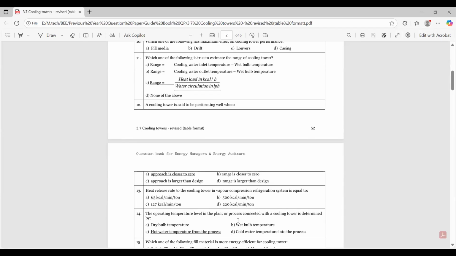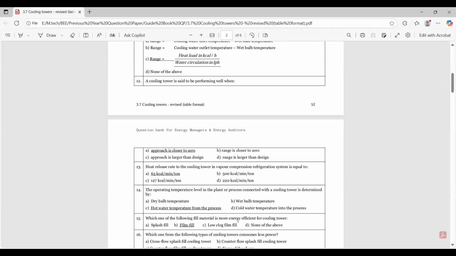The operating temperature level in the plant or process connected with the cooling tower is determined by the hot water temperature from the process. If your hot water temperature is 40 degrees Celsius, you cannot have temperature below 20 degrees Celsius, because you cannot achieve that much delta T in the cooling tower. To achieve that delta T, you need a bigger size cooling tower and all sorts of mechanical systems. So water temperature from the process is critical in the cooling tower.